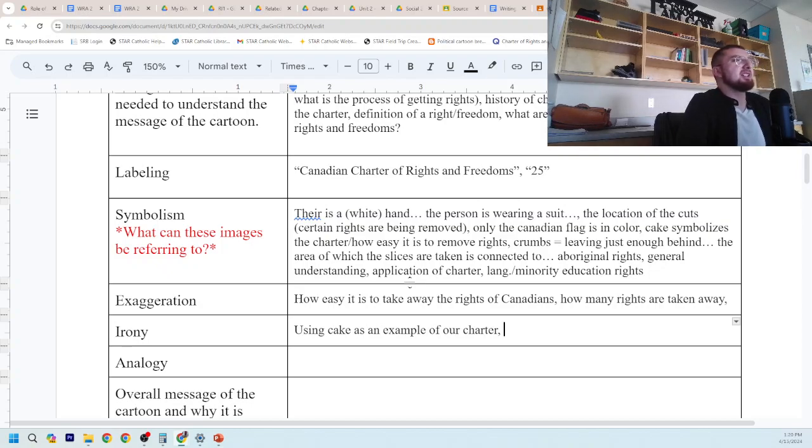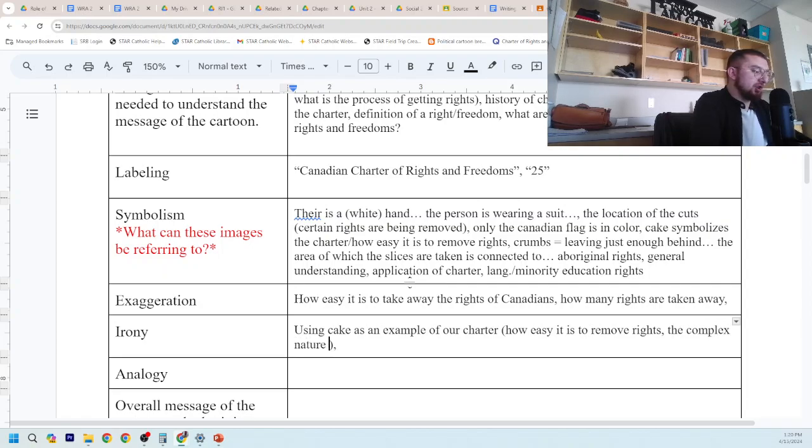Okay? Let them eat cake is more like a rich versus poor people thing. Sure, right? So we could put in here how easy it is to remove rights, the complex nature of the relationship between those who have authority and those who do not, right? Let them eat cake.